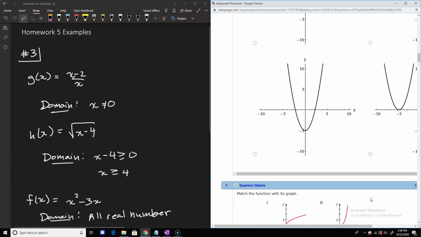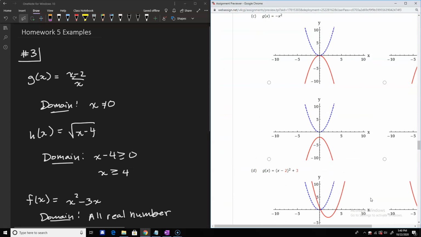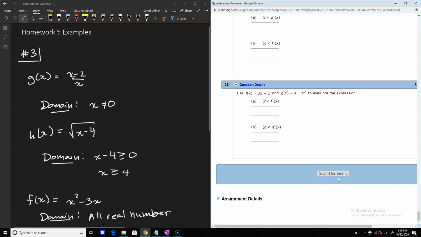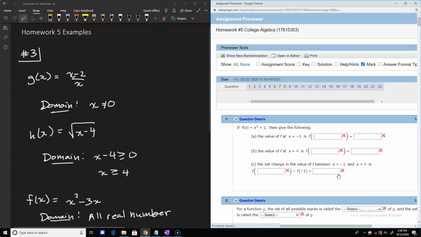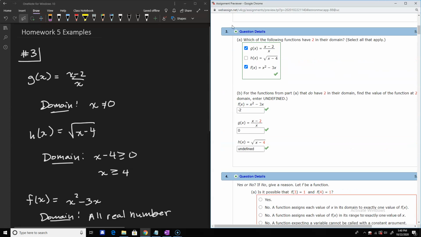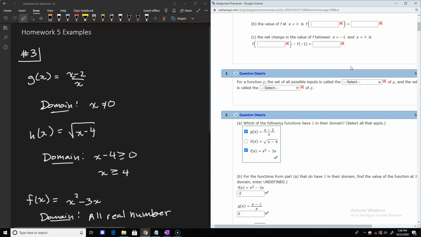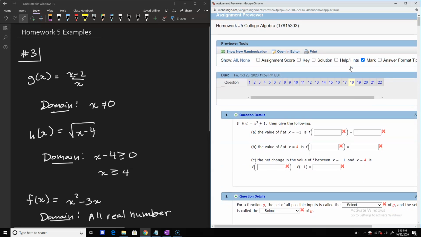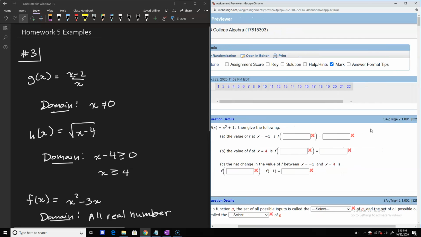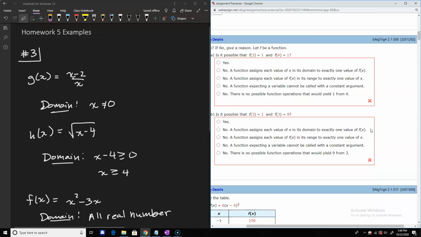I'm not sure how we submit. I think we just go down to the bottom. Okay, so all the way down to the bottom. So if I submit, I thought there was a way where I could just look at the one problem at a time. But okay, so we got all the questions on number 3 right.